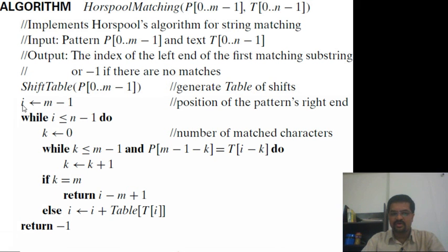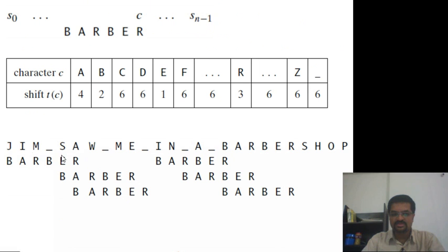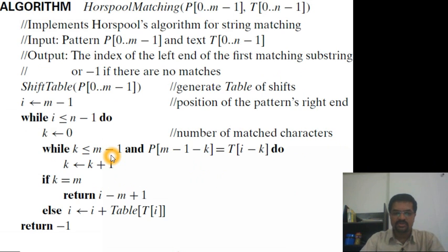Now we are aligning the pattern with the first m characters, or the first substring. So we are going to start with the last index here. I'm going to initialize i here. In this case, the length of the pattern is 6, so the value of i would be 5, which is the last character in the substring. So i is initialized as m minus 1.